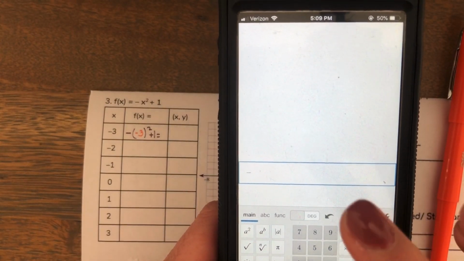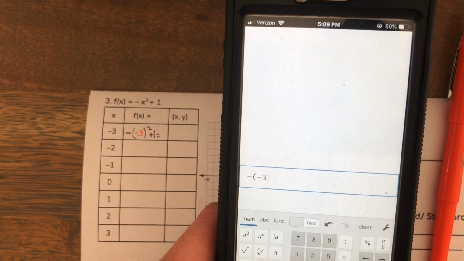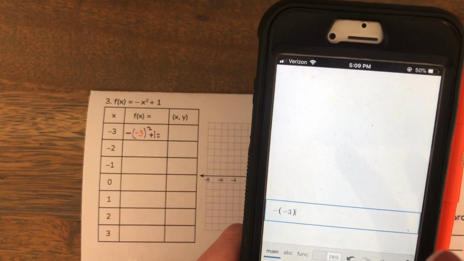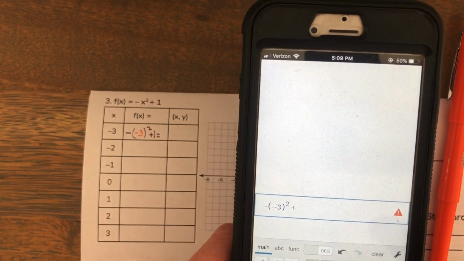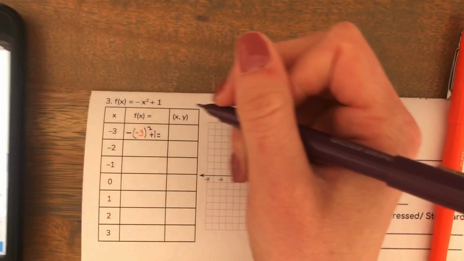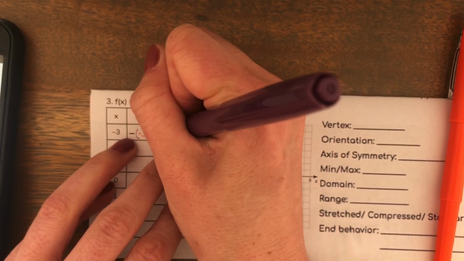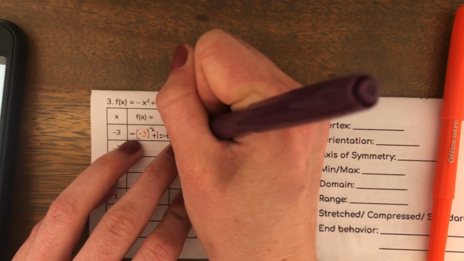So negative parentheses -3, because it's like a negative x value after it gets squared. That's why you have to put the parentheses. And don't forget the squared. A lot of people forget that. And that'll give you -8. So then your ordered pair is going to be -3, -8.